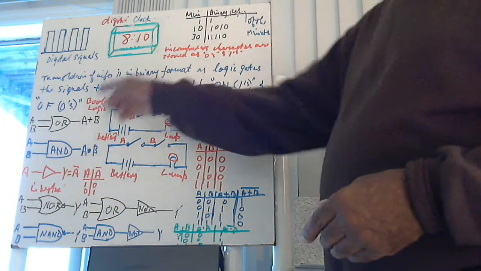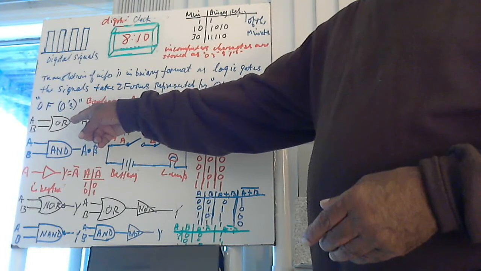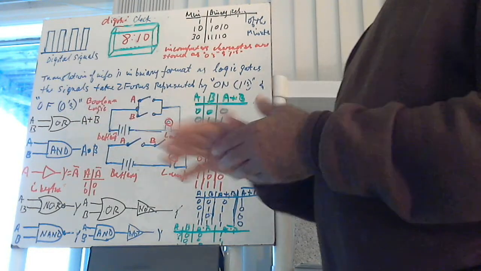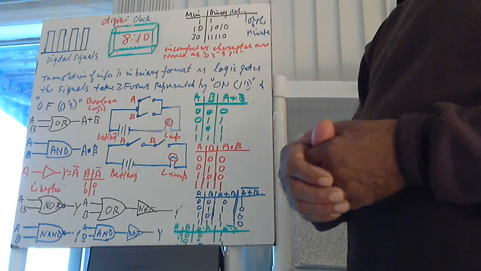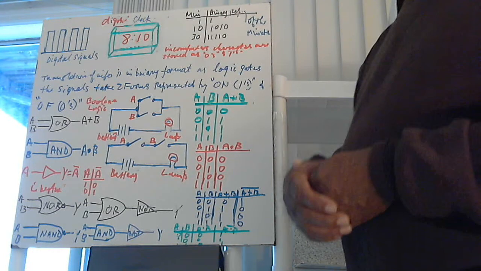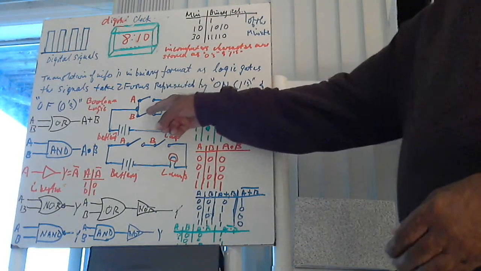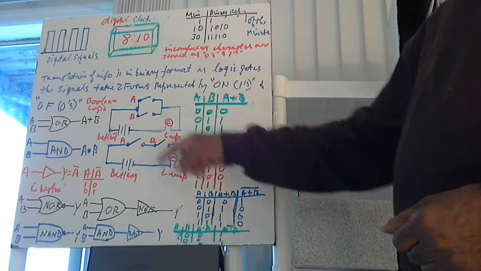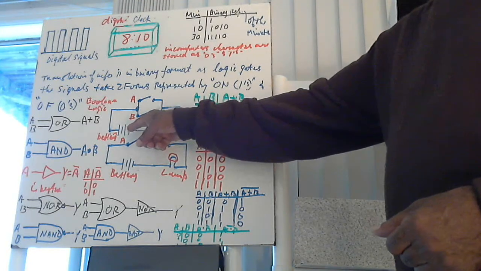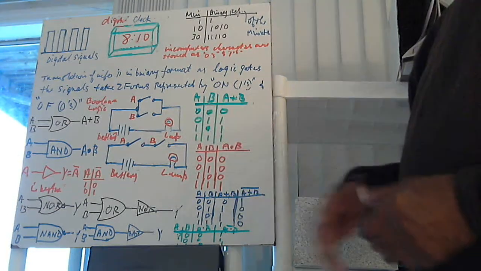One of them is the OR gate. Alright? And in this OR gate, we have two inputs, A and B. You can name them how you want, but let's say we call them A and B. And if you look here, we have these two switches, A and B.